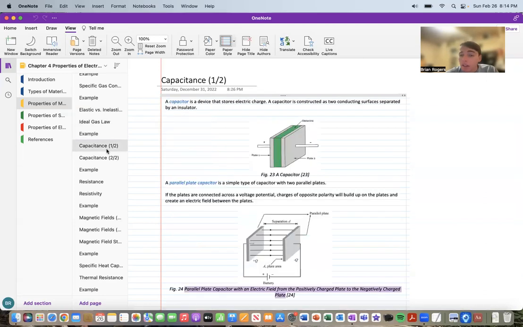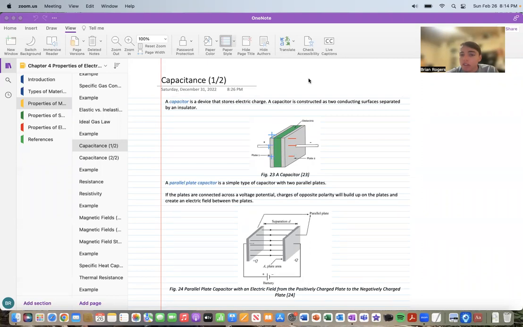Okay, now we're going to talk about capacitance. Capacitors, this is a big thing. It stores charge on its plates. On one plate, it will have positive charge, and on the other plate, it's going to have negative charge. So you can have either positive charges or negative charges.